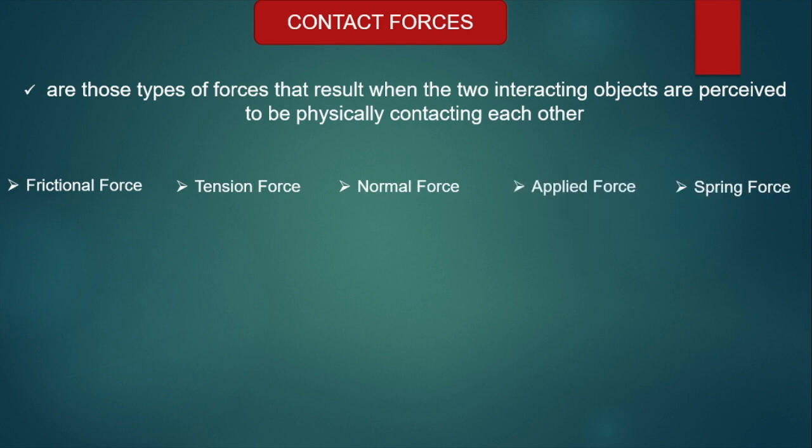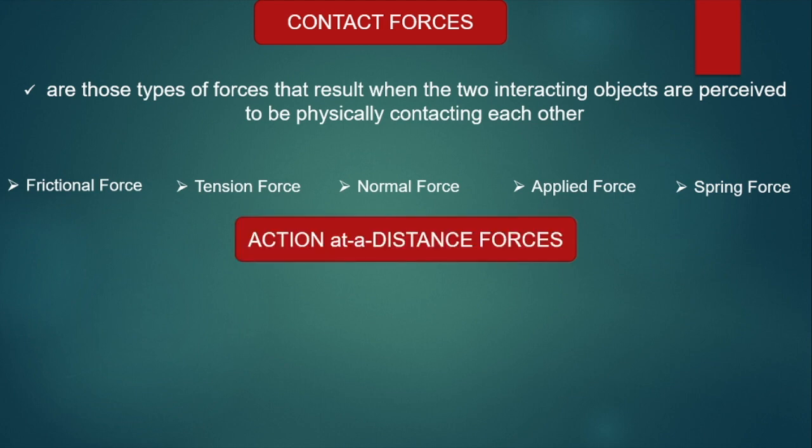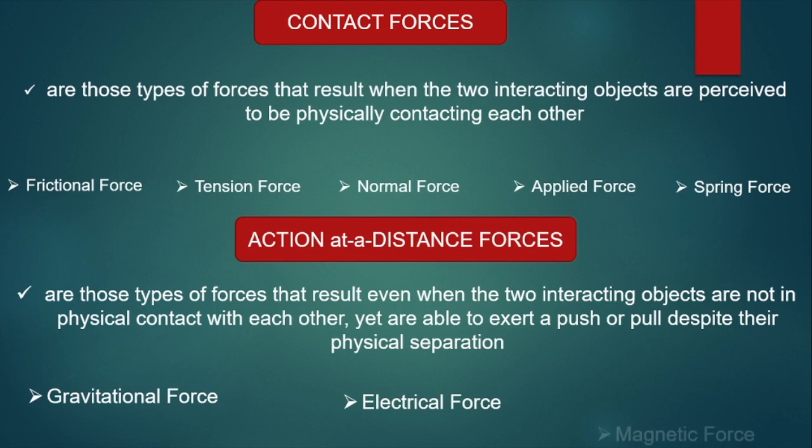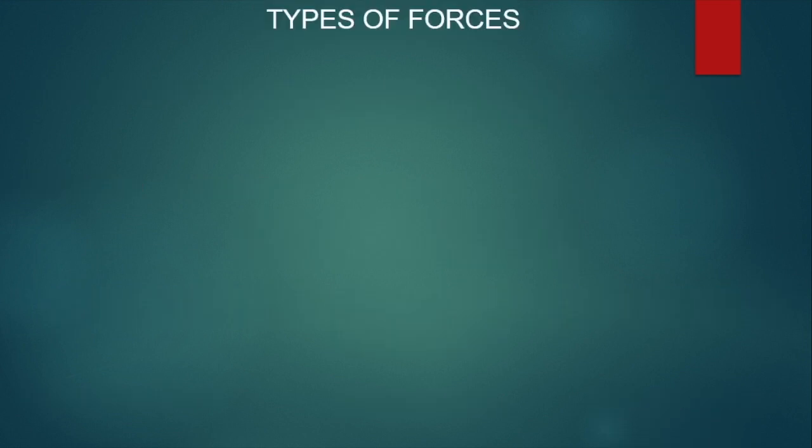On the other hand, action at a distance forces are those types of forces that result even when the two interacting objects are not in physical contact with each other, yet are able to exert a push or pull despite their physical separation. Examples include gravitational force, electrical force, magnetic force. Those are the types of forces. Now let's explain some of them.